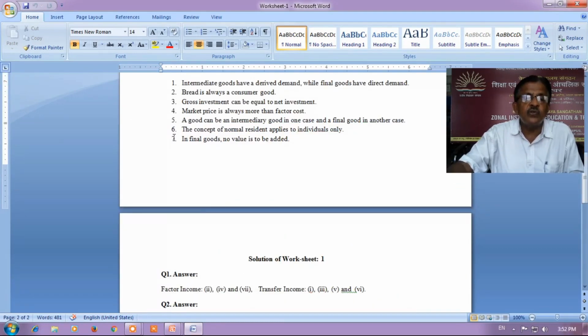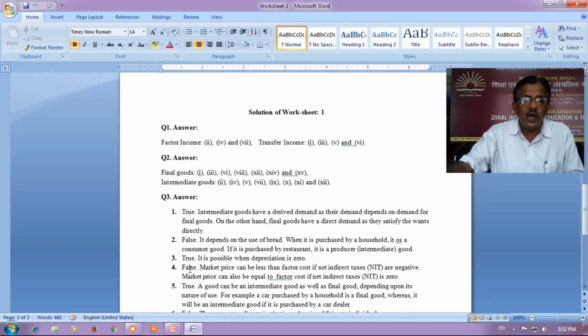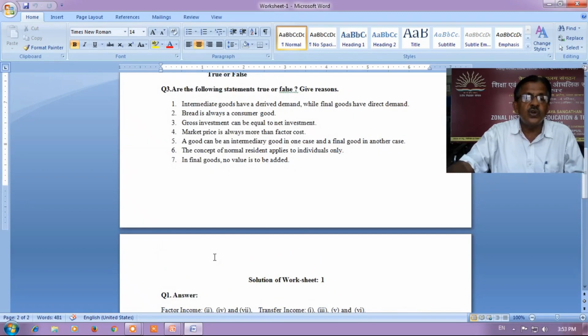Then question number 4, market price is always more than factor cost. So that is false. Market price can be less than factor cost if net indirect taxes, that is NIT, are negative. Market price can also be equal to factor cost if the net indirect taxes, that is NIT, is 0. So question number 4 was: market price is always more than factor cost.